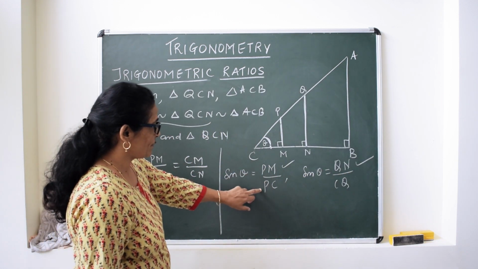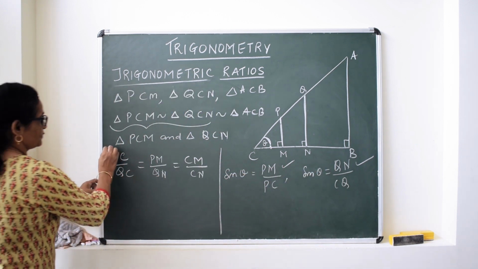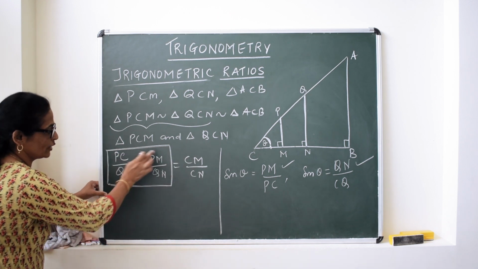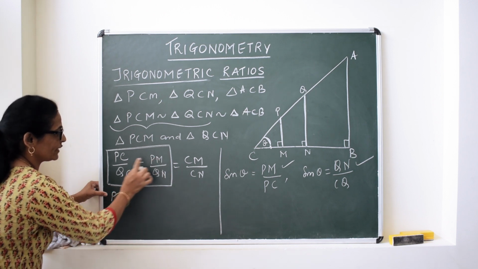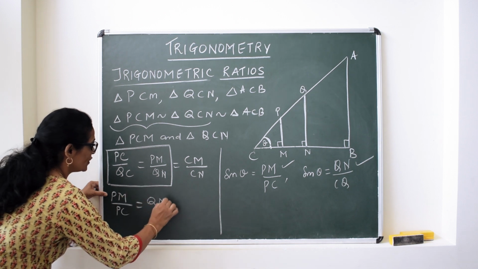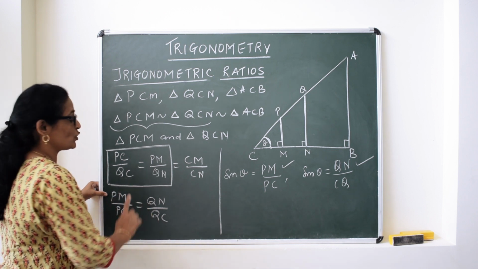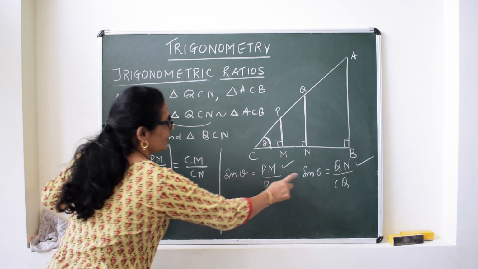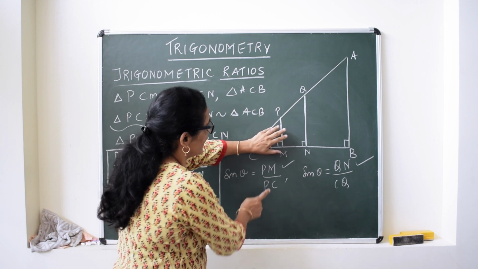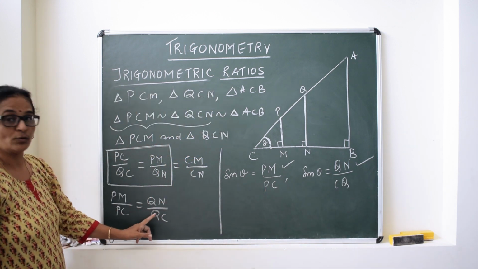It is PM upon CP, QN upon CQ, and come back over here. If we look at this and just interchange the values, PM, we can take it in that way, PM upon PC is equal to QN upon QC or CQ. Since these two ratios are equal, it means that in both the cases, the sin theta for this smaller triangle and sin theta for this big one are the same, because these values are the same.